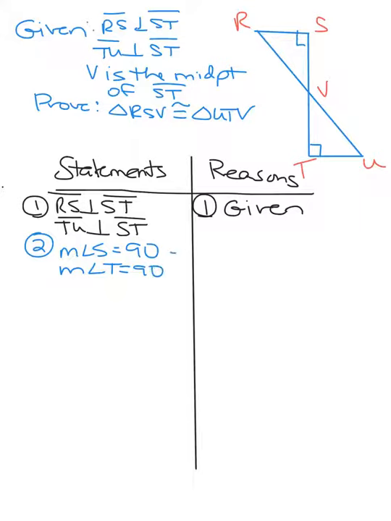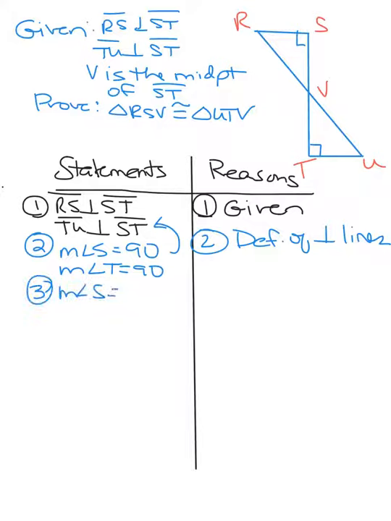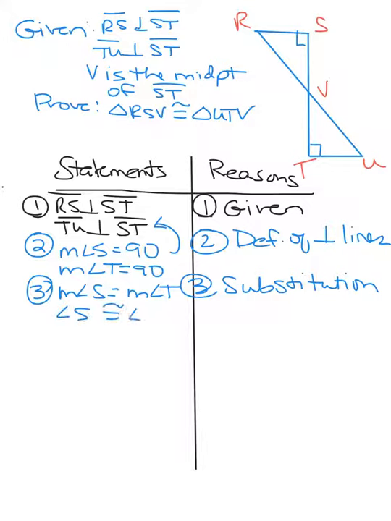Now, why can I say that? Again, I'm always going back to my previous statement. I can say that because of definition of perpendicular lines. Now, what do I notice about that? I notice that since the measure of angle S and the measure of angle T are both equal to 90, I can say that they're equal to each other. So the measure of angle S is equal to the measure of angle T, and that is because of substitution. Now, because they are equal to each other, they're also congruent. So I can say angle S is congruent to angle T.